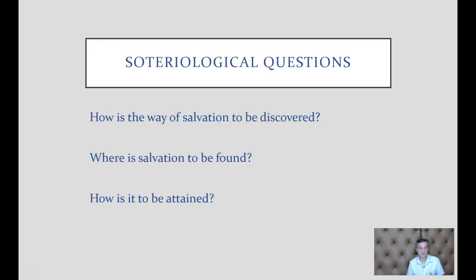And then another important soteriological question is, how is it to be attained? So there's discovering it, where to find the path, the quest, and then how is it to be attained? How do I stay on the quest and not fall off and not lose my way, not get distracted, those kinds of things. So pay attention. This is a big point that I think a lot of students miss: you don't want to reduce this issue of salvation down to one thing. It's always more complicated than that.